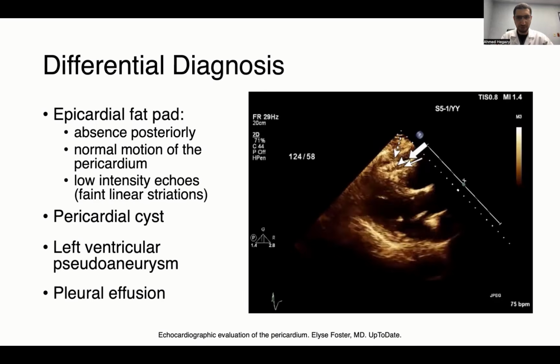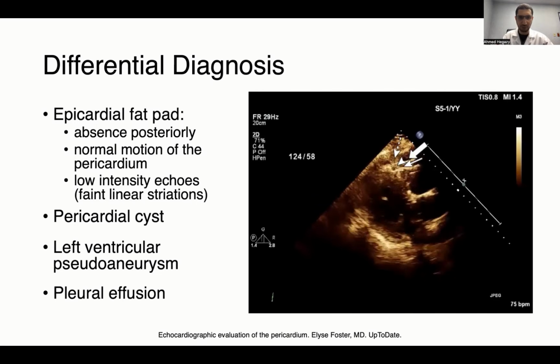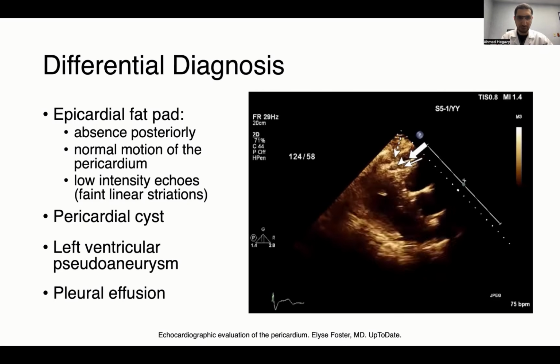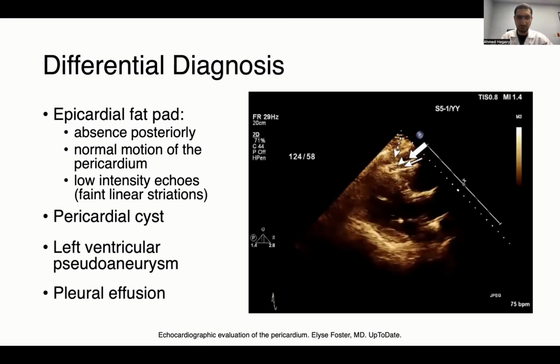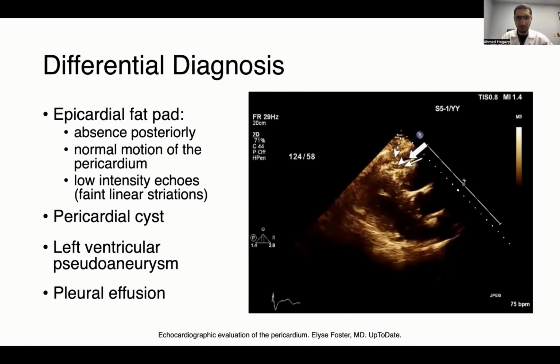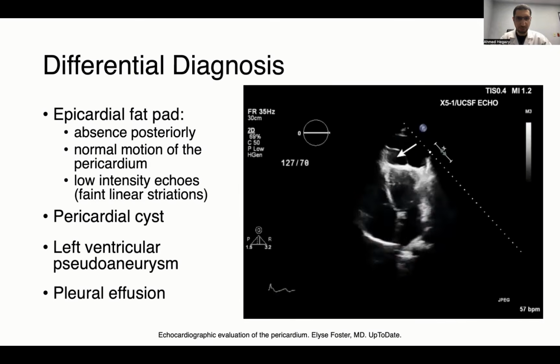And you will see that the epicardial fat pad itself looks a little bit like tissue. There are tissue planes in it. We call these faint linear striations or low intensity echoes. And so unlike pericardial fluid, which will look like an anechoic stripe, here this will look slightly hypoechoic and it will look more tissue-like. You also need to distinguish pericardial effusions from pericardial cysts.